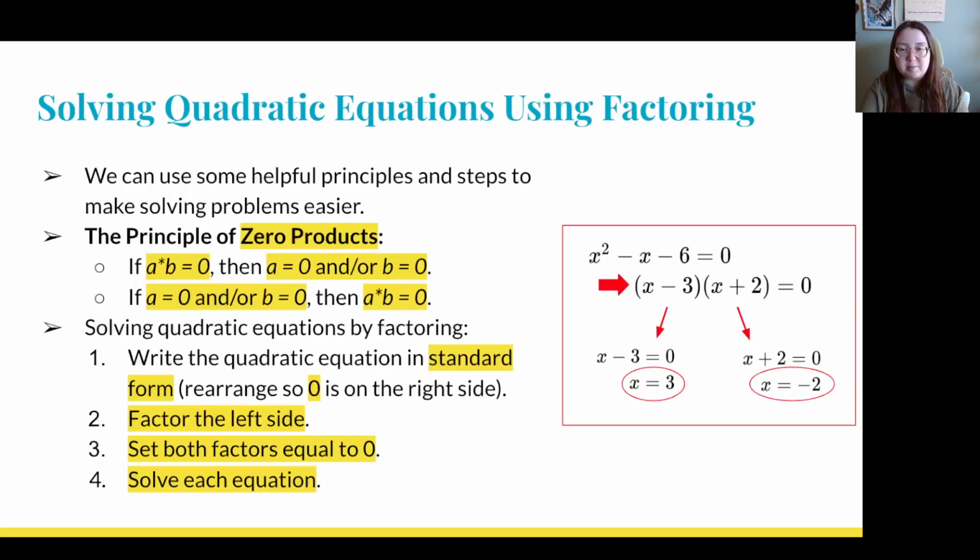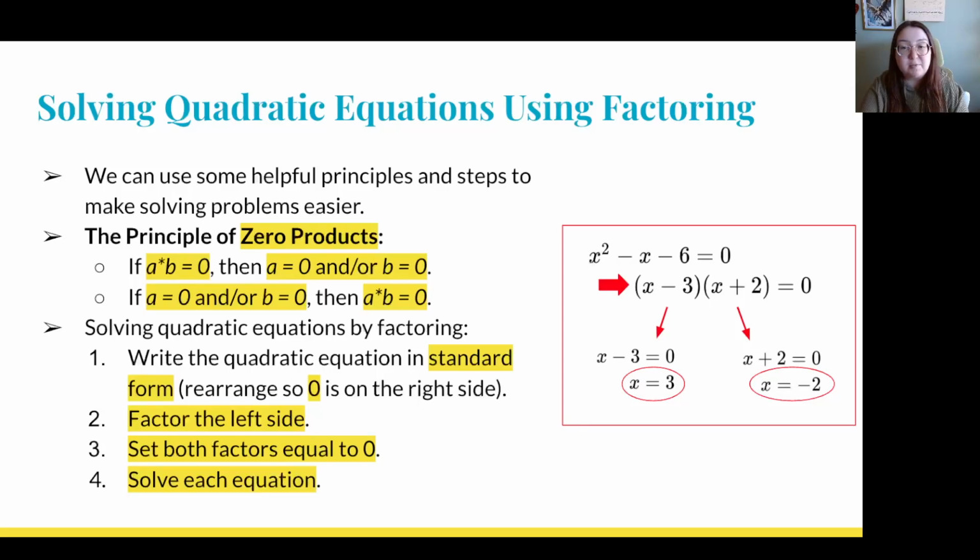Following our steps, step 1 is to write the quadratic equation in standard form. You want to make sure that you've got your x squared first, then your x term, and then your non-x term at the end. You also want to rearrange it so that 0 is on the right side. So you want your trinomial equal to 0, not equal to another number. If it's not equal to 0, then you just make it equal to 0 by subtracting anything on the right-hand side over to the left.